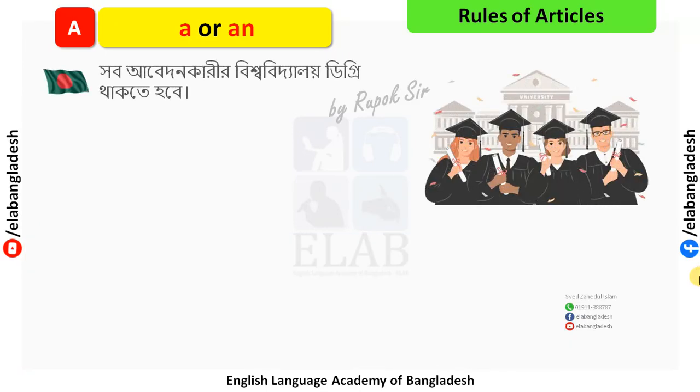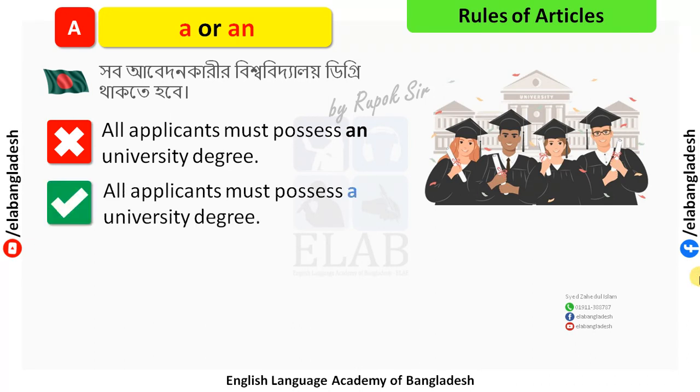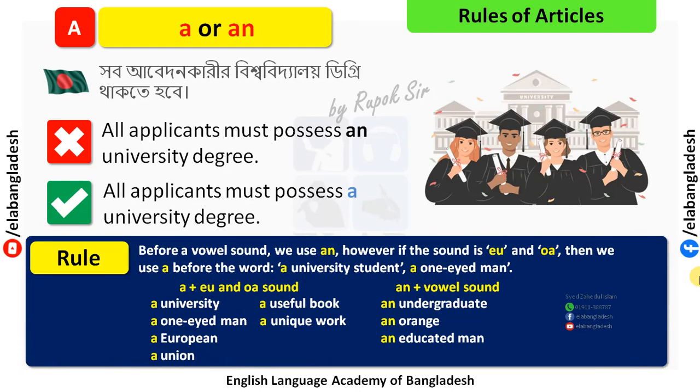All applicants must possess an university degree. All applicants must possess a university degree. Before a vowel sound we use an. However, if the sound is u and wa, then we use a before the word. A university student, a one-eyed man. A plus u and wa sound: a university, a one-eyed man, a European, a union, a useful book, a unique work. An plus vowel sound: an undergraduate, an orange, an educated man.